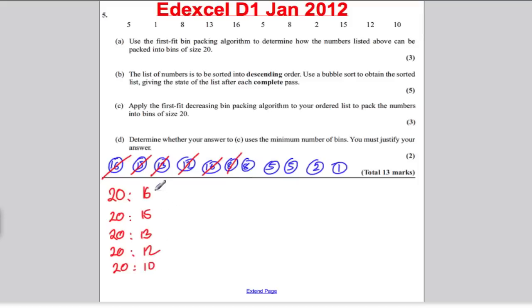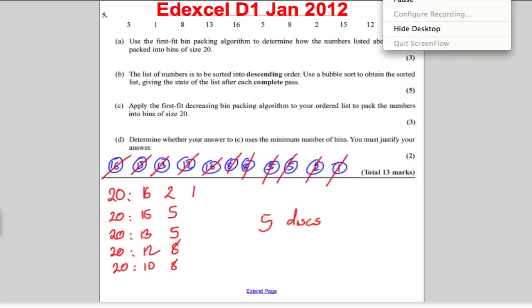But this 8 could fit there. This 8 could fit there. This 5 could fit there first of all. This 5 could then fit there. And this 2 could fit there, and that 1 could fit there. So we need 1, 2, 3, 4, 5. We need 5 bins, and there's a bit less wastage.